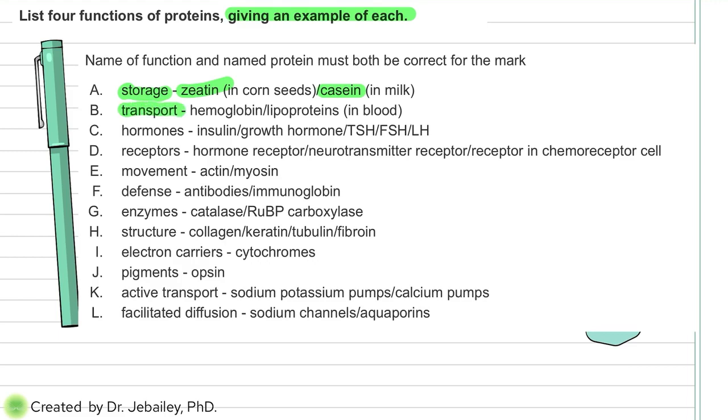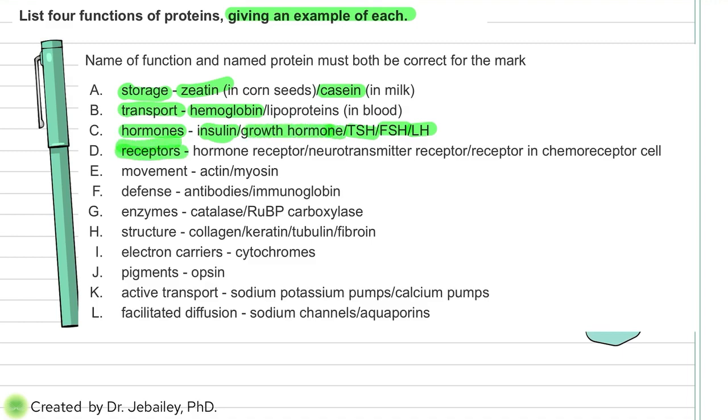You can also transport. Now, this is more common, especially when you're going to talk about blood. You're going to learn about hemoglobin. When it comes to hormone, you're going to learn this in topic 6.6, which talks about insulin, and eventually you will have TSH, FSH, and LH. These are very common for 6.6 on the reproductive system. Some of you will learn about growth hormone if you do HL.